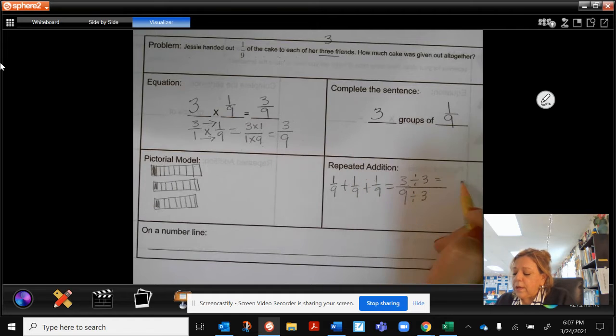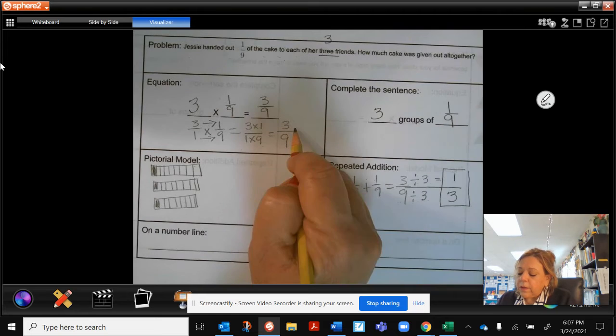3 divided by 3 equals 1. 9 divided by 3, or 3 goes into 9 3 times. So then it becomes 1/3. Same thing over here.